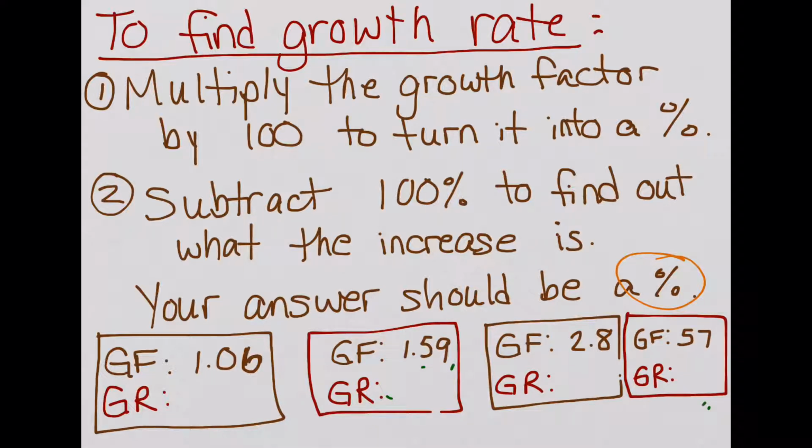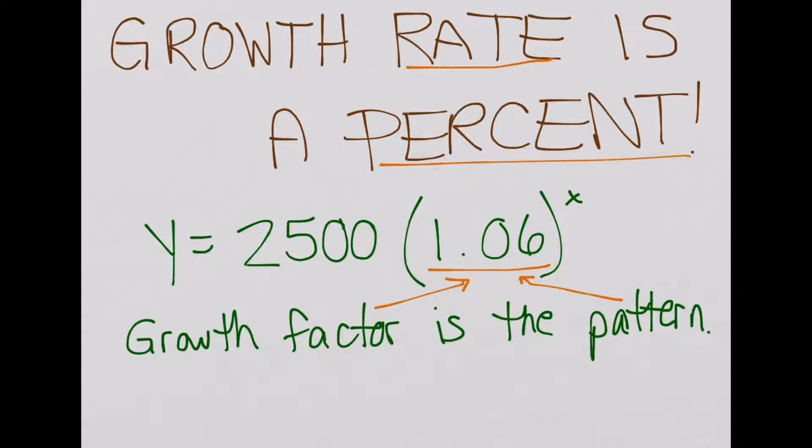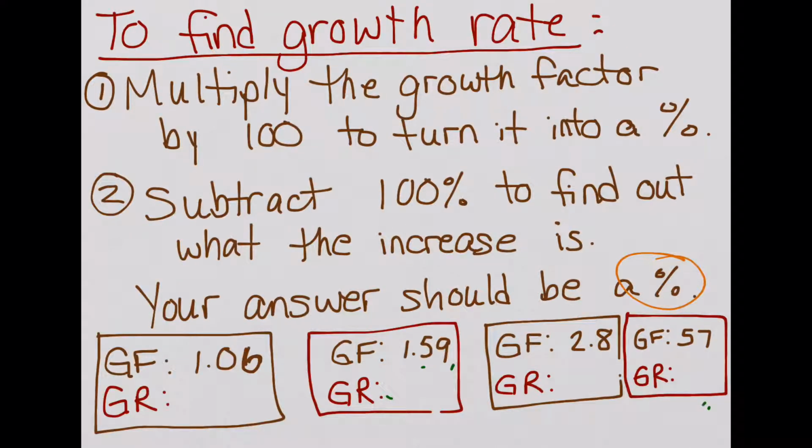So let's look at the first example. The growth factor is 1.06. In fact, that is the same growth factor that we were just looking at in that equation. If the growth factor is 1.06 and I multiply that by 100, I will have 106%. And then I'm going to subtract 100%. Well, 106% minus 100% is 6%. And so the growth rate is 6% if the growth factor is 1.06.